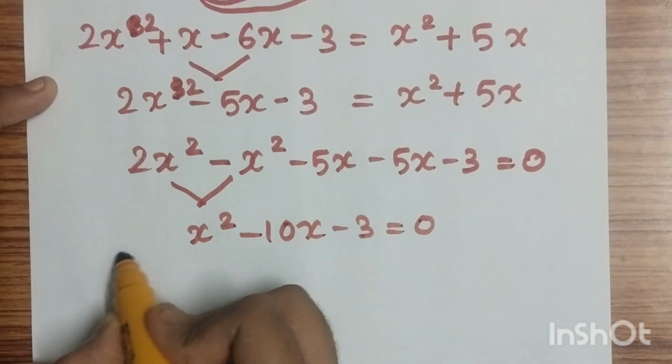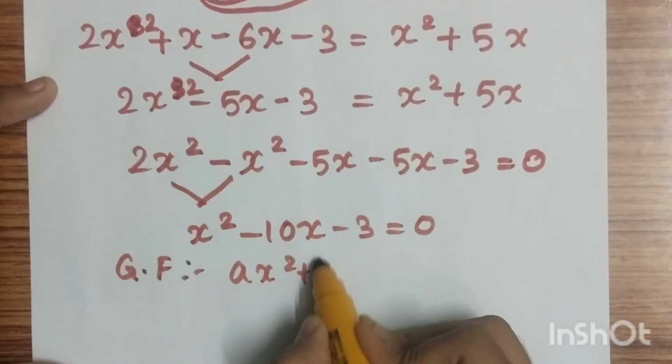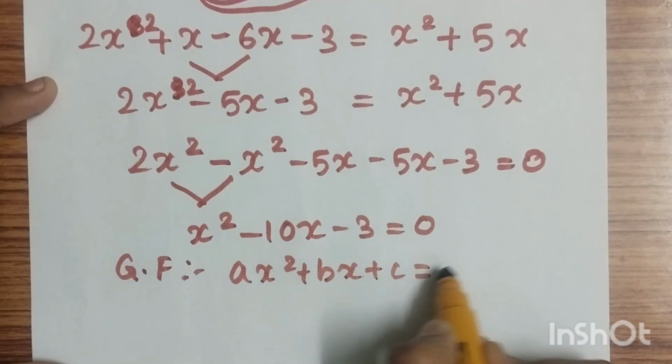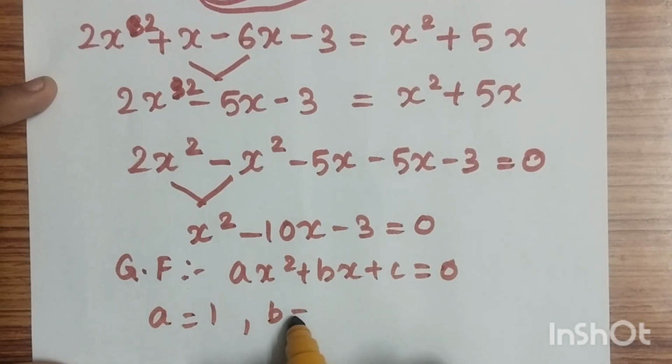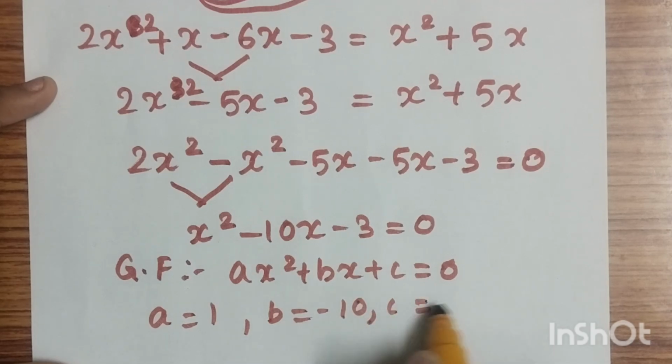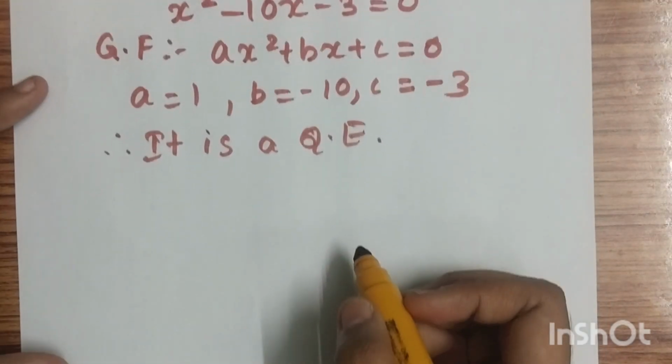So our general format is what? Ax square plus bx plus c is equal to 0. So it resembles. So a is equal to 1, b is equal to minus 10, and c is equal to minus 3. So it is a quadratic equation. It is a quadratic equation. Clear?